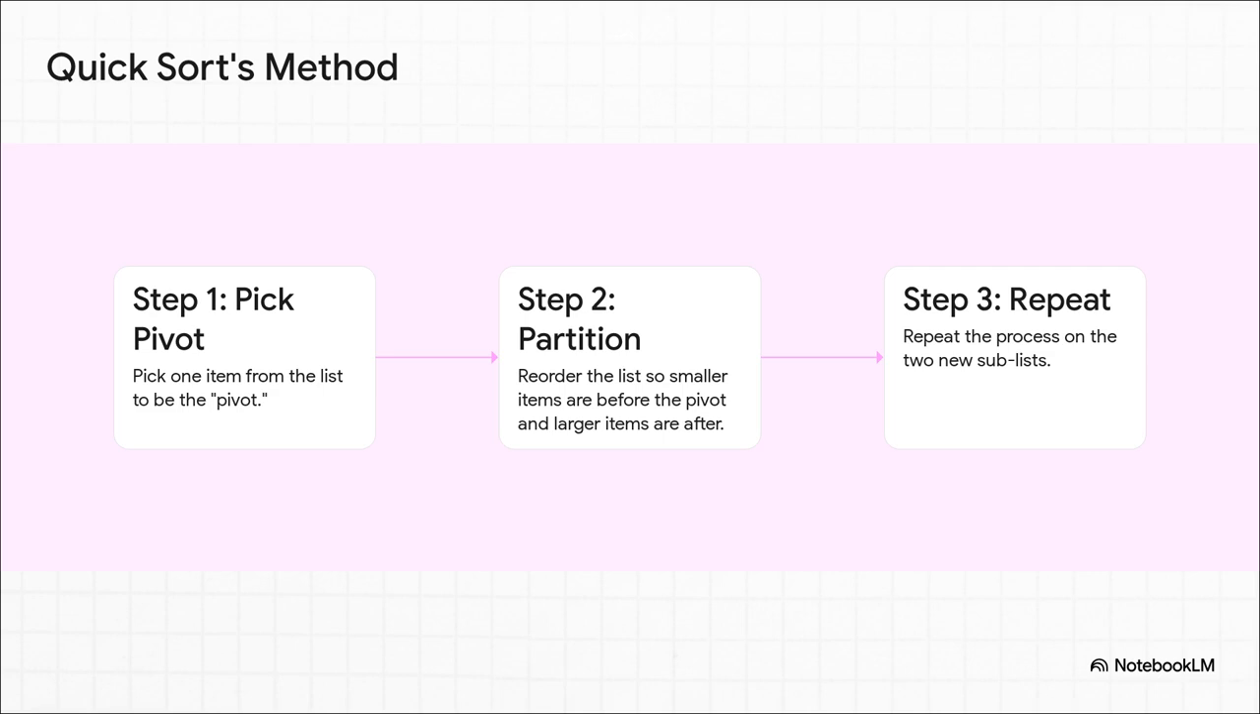So what do you do? You just do the exact same thing again on those smaller lists. Pick a pivot, partition, and repeat until there's nothing left to sort.